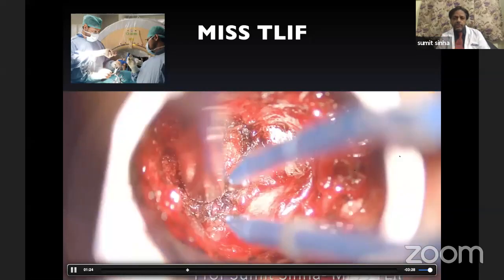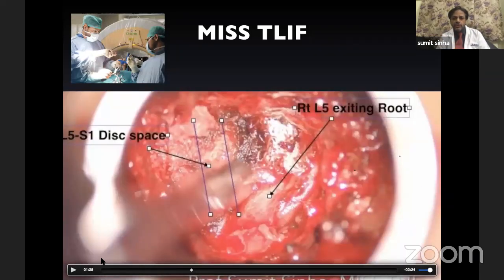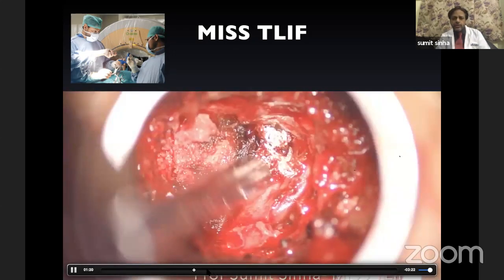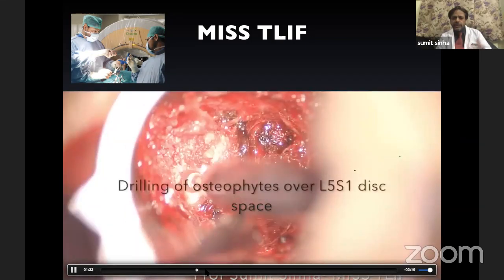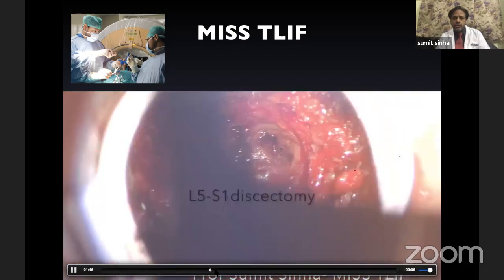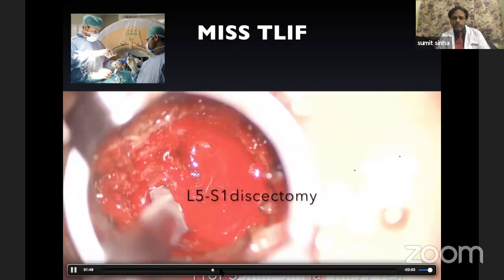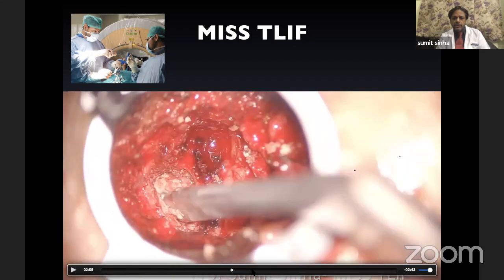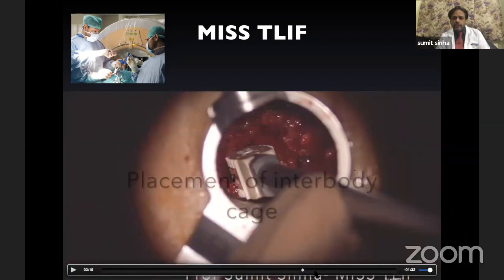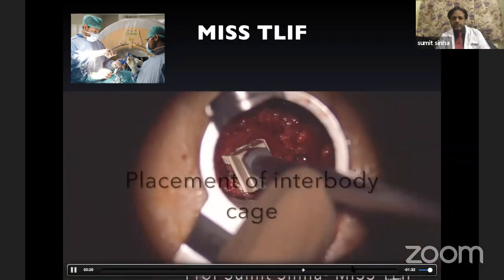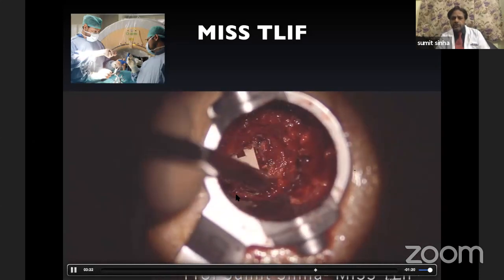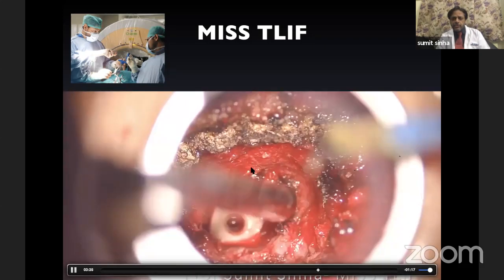Otherwise, this also sometimes is not seen, and you are seeing the whole of the disc space in front of you at the end of your bony work. So the rest of the job is similar, just like you do a normal transforaminal lumbar interbody fusion. Discectomy is being done, and then end plate preparation is being done, and the entire disc space is being prepared, and then placement of an interbody cage is done, all through the tubular retractor. Now this is the 18 millimeter tubular retractor, and you do the entire skin.